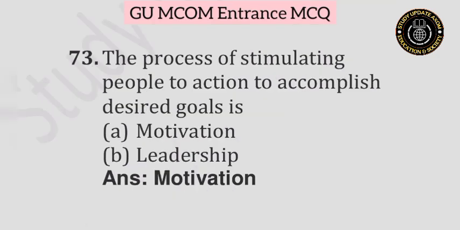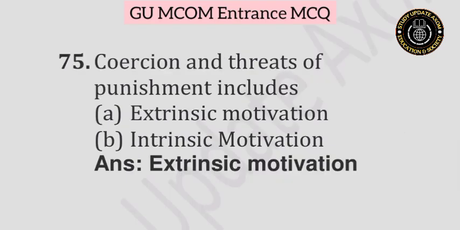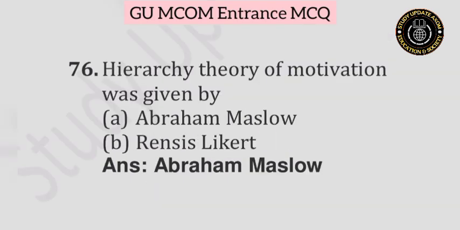Question number 73. The process of stimulating people to action to accomplish desired goal is option A, motivation, option B, leadership. Answer is motivation. Number 74. The behavior that is driven by internal reward is option A, intrinsic motivation, option B, extrinsic motivation. Answer is intrinsic motivation. Question number 75. Coercion and threat of punishment includes option A, extrinsic motivation, option B, intrinsic motivation. Answer is extrinsic motivation.